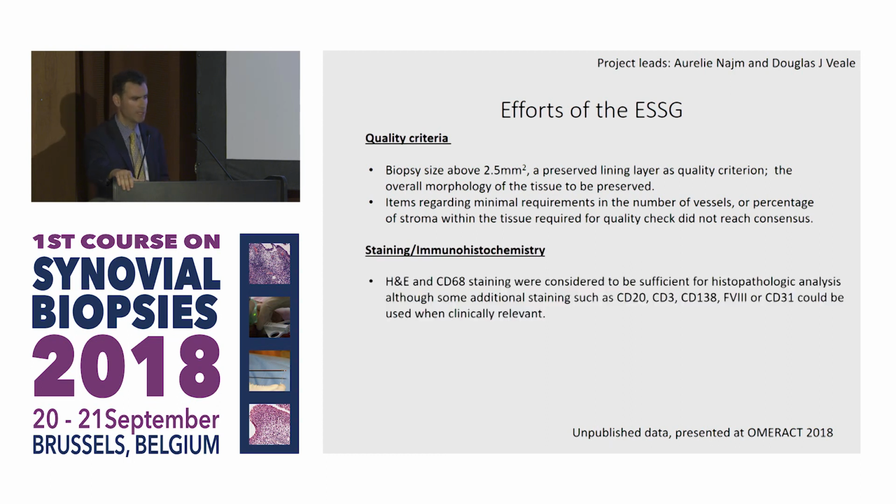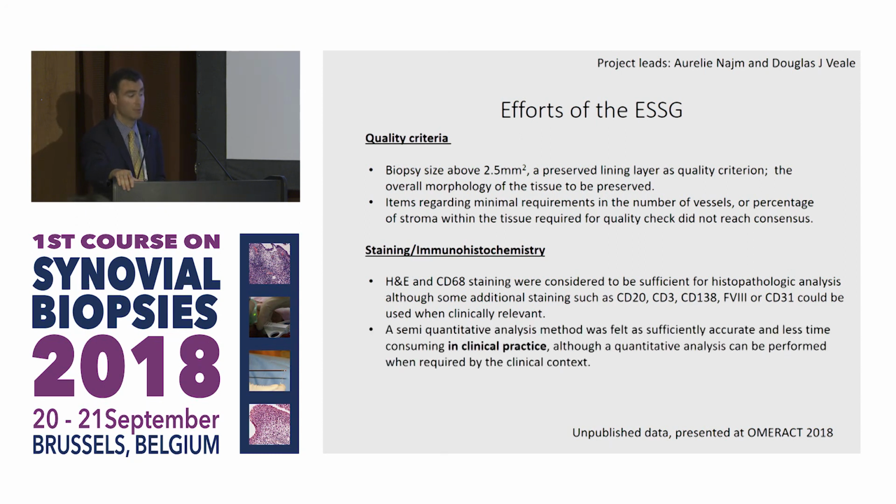In respect to staining and immunohistochemistry, H&E and CD68 staining were considered to be sufficient for histopathological analysis, although some additional staining such as the B cell stains, T cell stains, plasma cells and vascular markers could be used when clinically relevant in the clinical setting. A semi-quantitative analysis was favoured by most and scored greater than 3.5 and more than 70% consensus. So that seems to be the way most people will want to report their data. It's less time consuming in clinical practice, clearly, but a quantitative analysis can also be performed depending on the requirement.